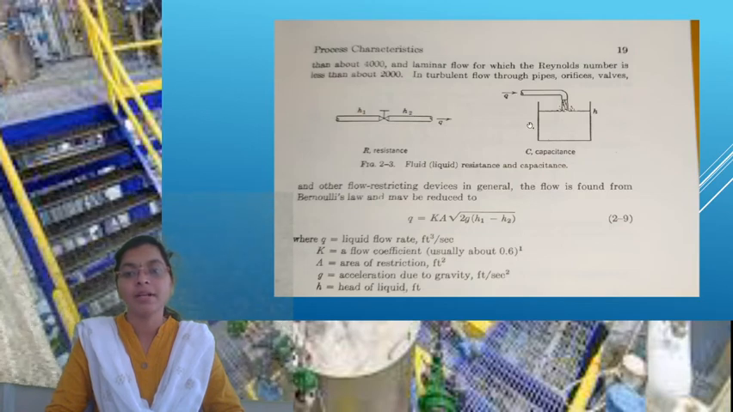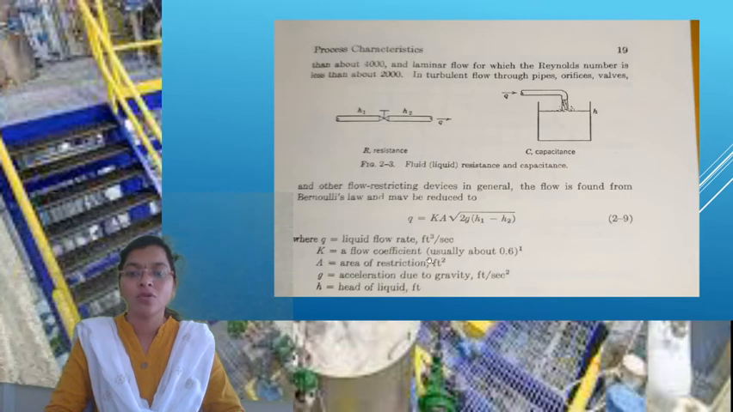Or if we combine these two, we can write a Q value as, this is not that important, but you remember this formula: Q equals Ka into the square root of 2G into H1 minus H2, where Q is the liquid flow, which you already know.